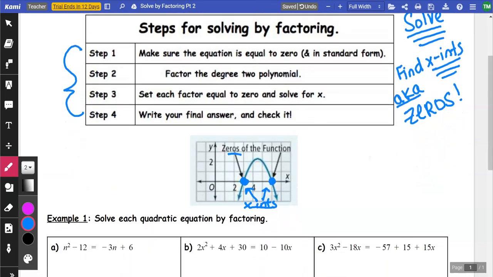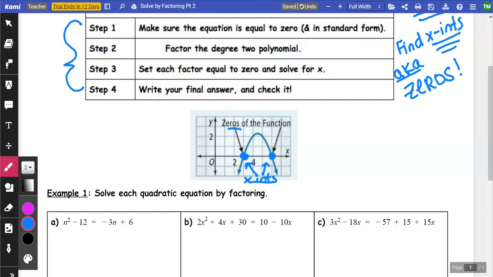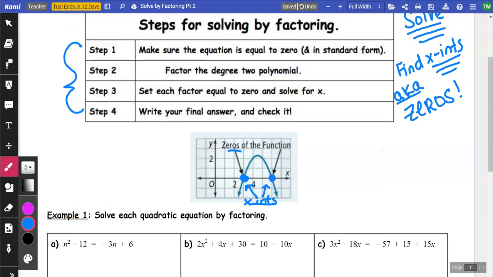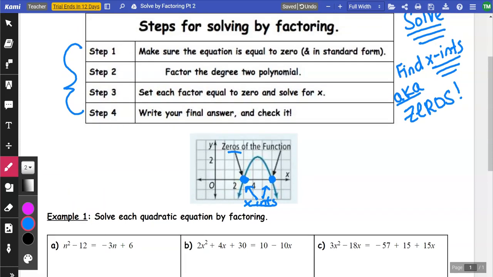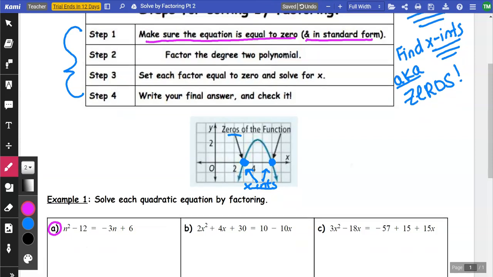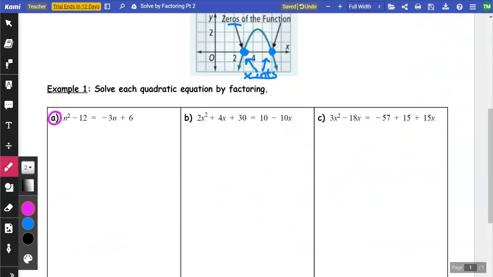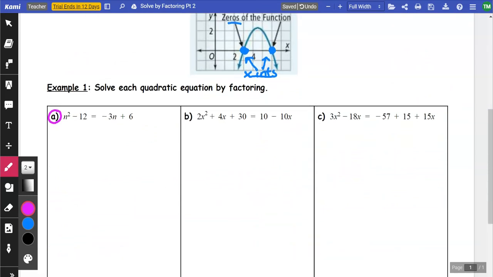So let's go ahead and use our steps to help us solve some equations. In example 1, part A, we're going to jump right into that equation. Step 1 says to make sure that the equation is equal to 0 and in standard form, of course. So n squared minus 12 equals negative 3n plus 6. This is not in standard form, and it's also not equal to 0. So we need to try to make this thing equal to 0.